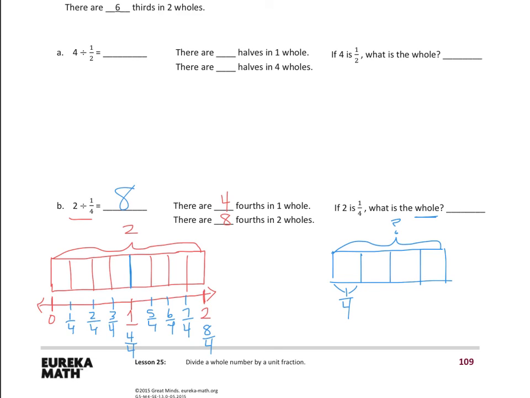If they're saying 2 is 1/4, that means this little piece right here represents the whole number 2. Then we can figure out altogether what these 4 pieces would total, which means each piece is going to have the number 2 in it. So 2 times 4 would give us 8. So the whole is 8.